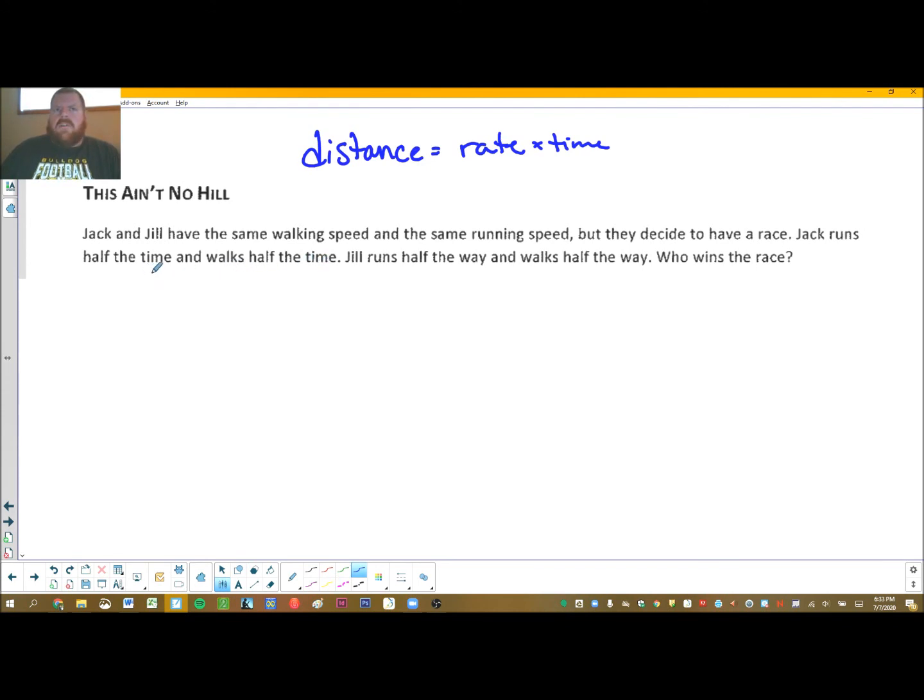And you would think at first glance, well, they're going to tie because they both run and walk half the way. Well, not necessarily, because Jack runs half the time that it takes him and walks half the time that it takes him. Jill runs half the way and walks half the way. So let's get some variables here. I'm going to let capital D stand for the race length. And I'm going to let R, since they both have the same running and walking speed, R is going to be the running speed for both Jack and Jill.